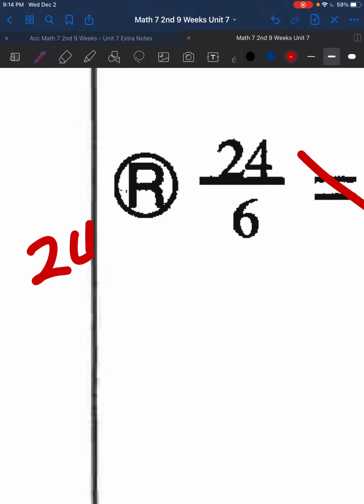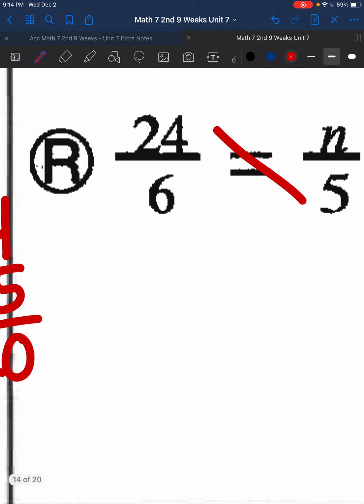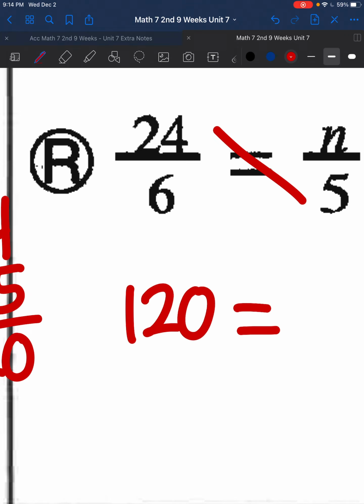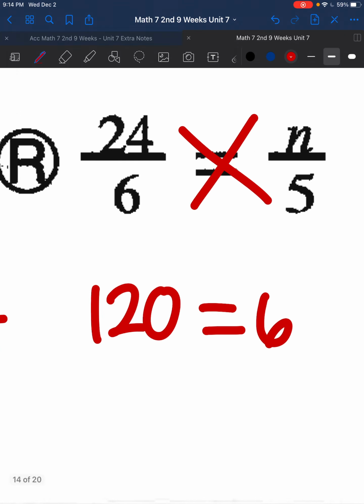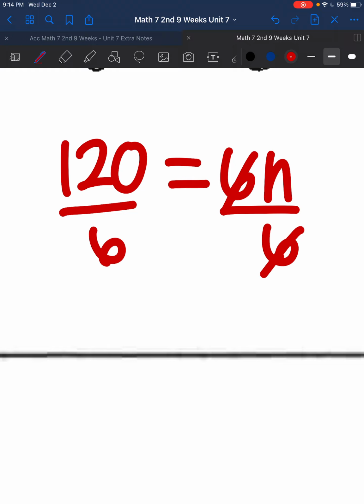So R, 24 over 6 equals n over 5. So let's start by multiplying 24 times 5 together. Well, 24 times 5, 5 times 4 is 20, 5 times 2 is 10, plus 2 makes 12. So I have 120 equals 6 times n, which is 6n.